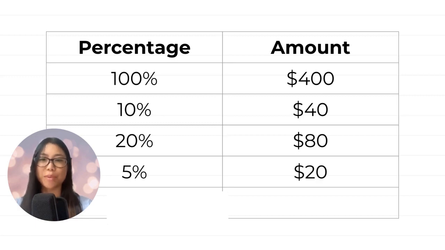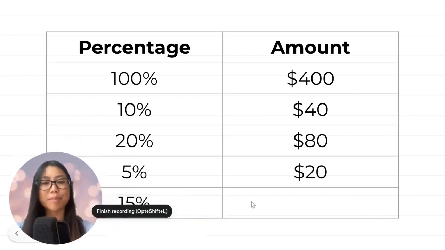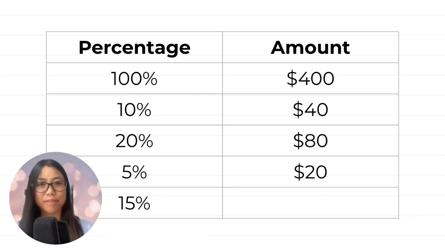Okay, let's try a challenging one. Now can you find 15%? We take 10% and we add that to the amount that we got for 5%. So 40 plus 20 is 60.